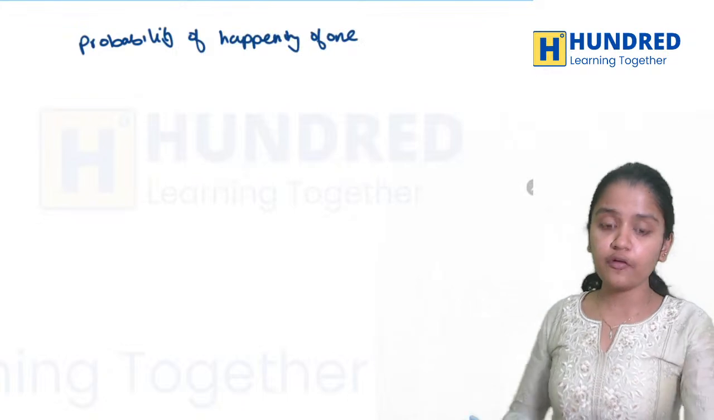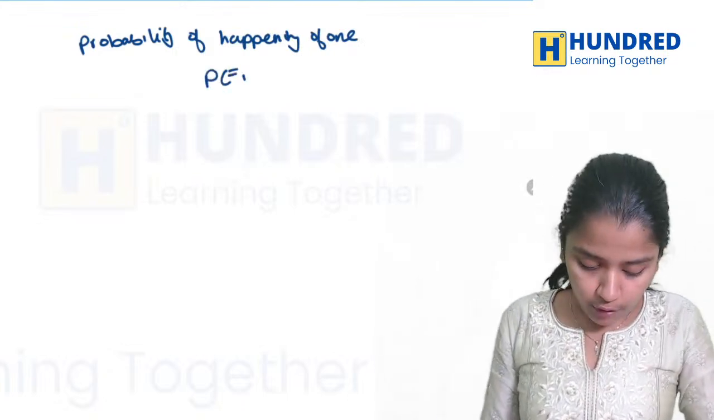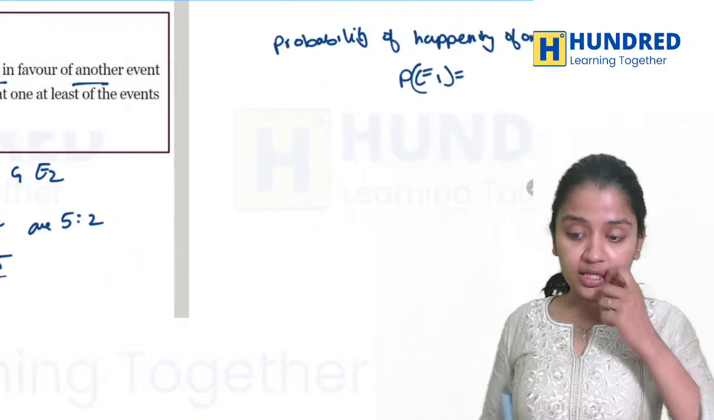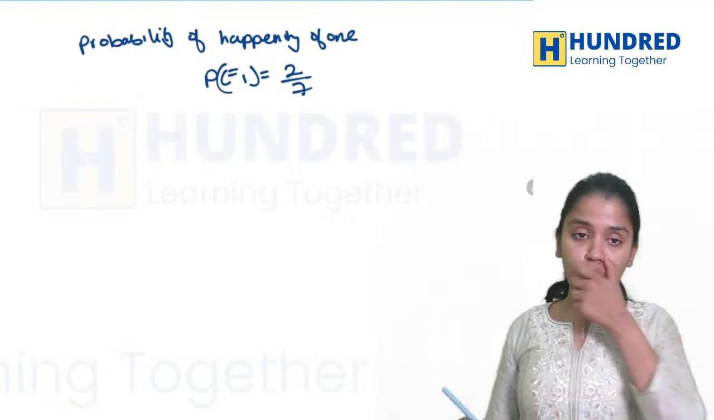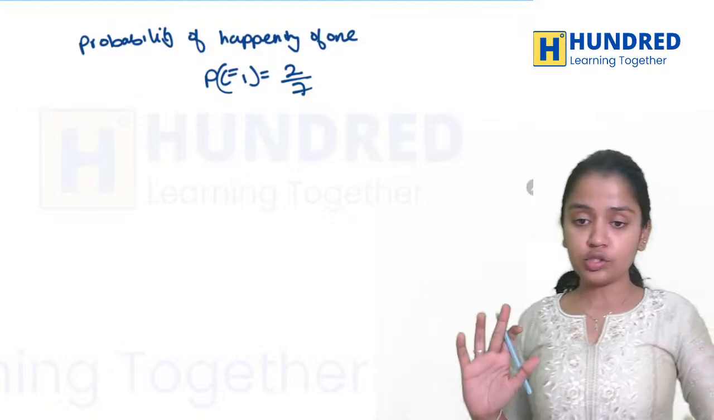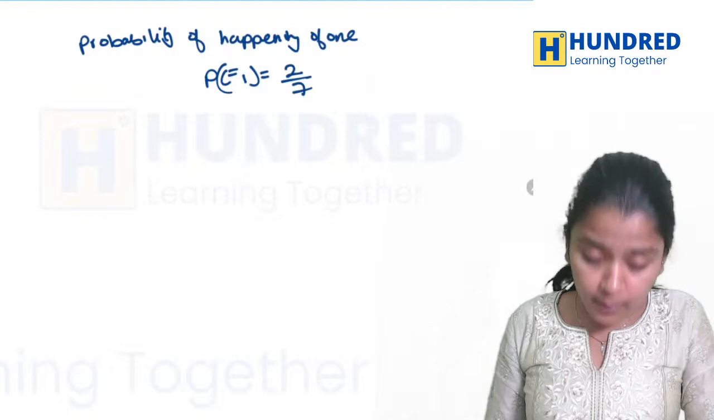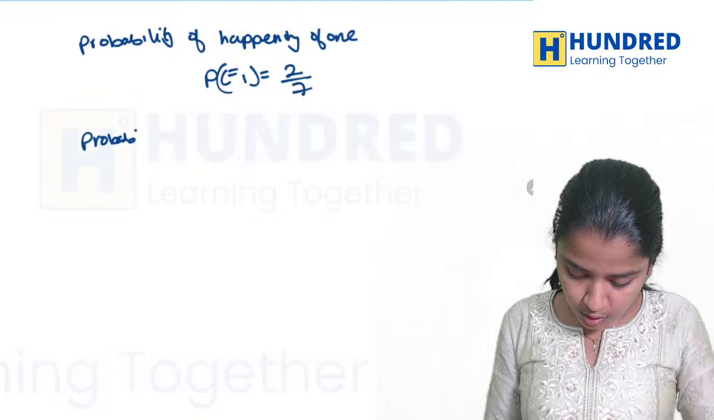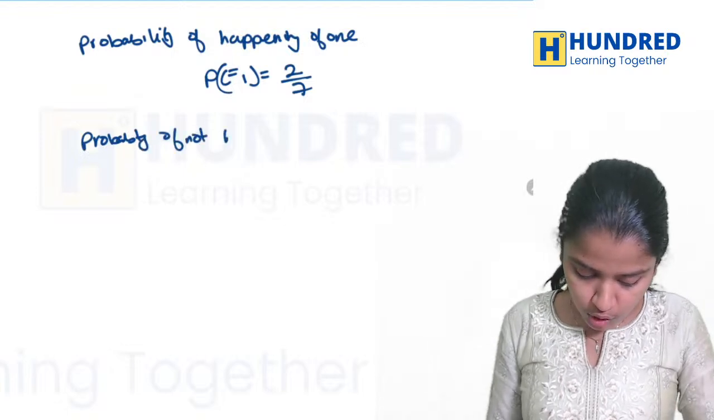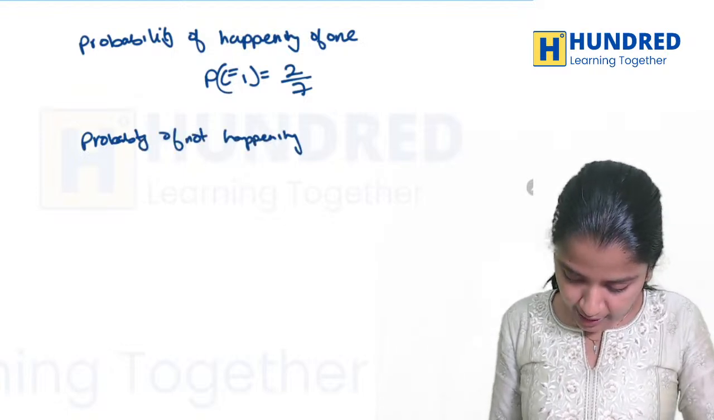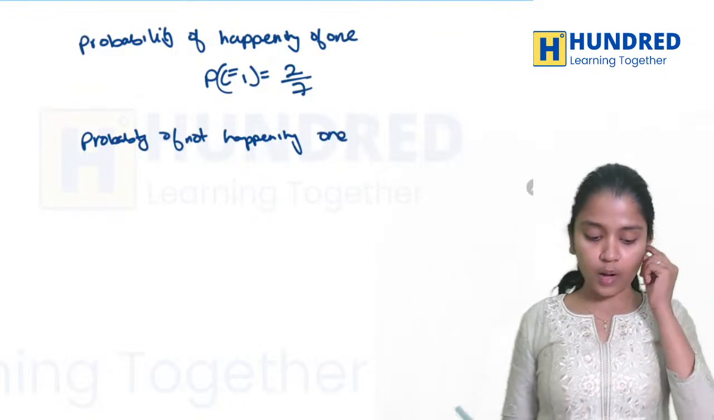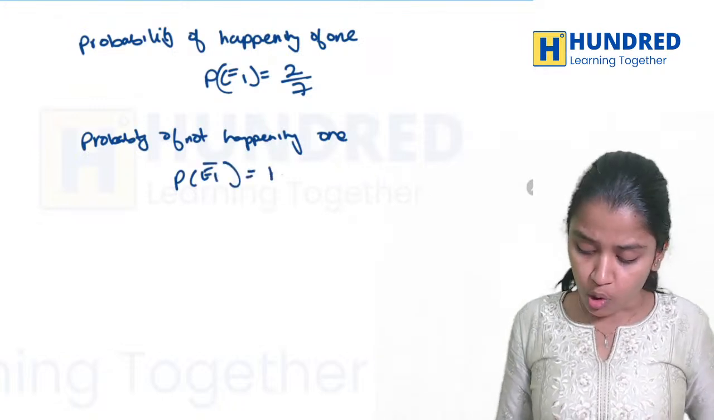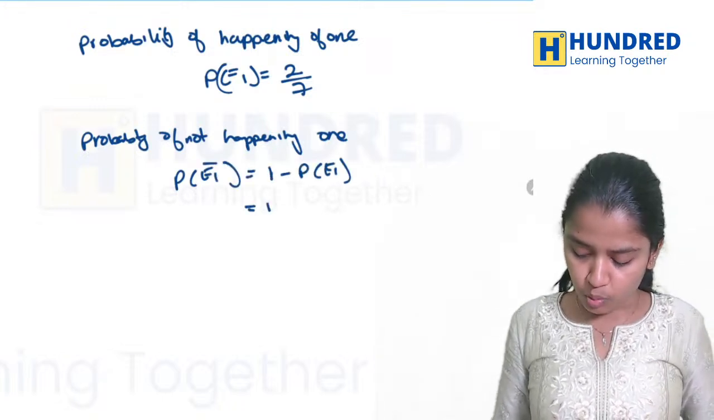So the probability of happening of one is P of E1. P of E1 is nothing but happening. So in total I have 7, out of that 2 happen. So it is 2/7. Now the probability of not happening 1. So the probability of not happening 1 is P of E1 complement, which is nothing but 1 minus P of E1, so 1 minus 2/7.